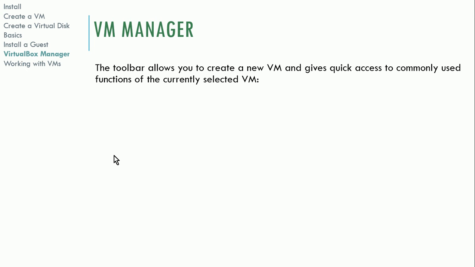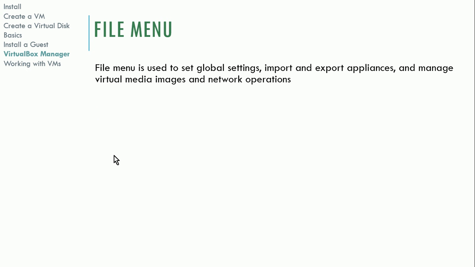The toolbar allows you to create a new VM and gives quick access to commonly used functions. You can create a new VM, edit the settings, discard, or start a VM, which we talked about before. The file menu has global settings for VirtualBox. In there you can set your preferences and import an appliance, for example, that you might download from the internet. Sometimes you can download these pre-built OSs to try for different applications. Sometimes there are complicated applications that are hard to install on their own, so they just give you a completed VM that has everything already installed and ready to go.